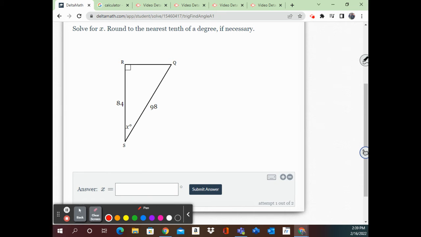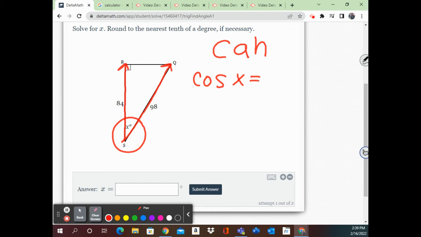So right now, I see S is the angle measurement. I also see that I have adjacent and I have hypotenuse. So adjacent, hypotenuse will be CAH, and that will be cosine. So we will have cosine of x is equal to our ratio of adjacent over hypotenuse. So adjacent is 84, hypotenuse is 98.